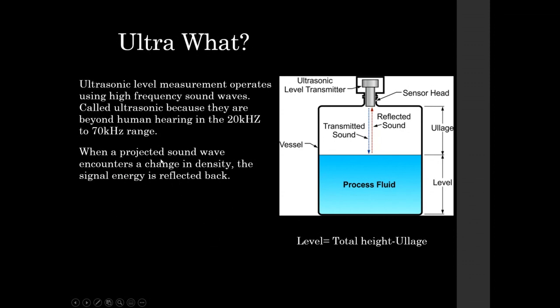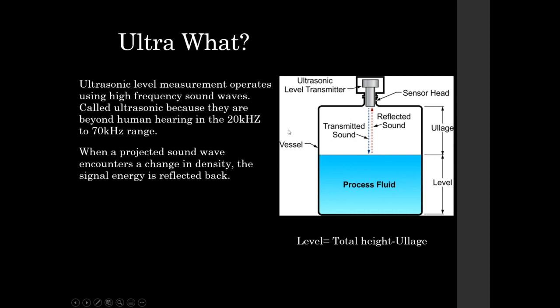Basically what happens, we project a sound wave for ultrasound. It shoots out of the transmitter, hits the process fluid, is reflected back off the process fluid to the receiver, which is usually built in the same device. We know how fast sound travels. So by taking the time and the speed that sound travels, we can calculate the distance that the sound wave has traveled.